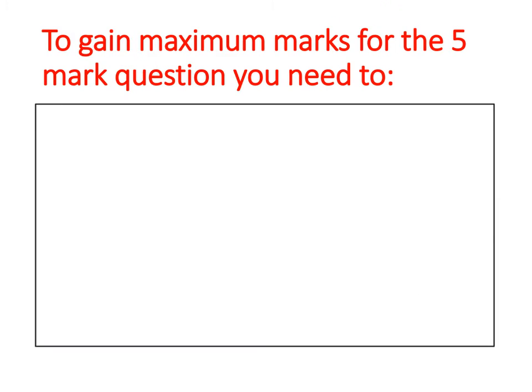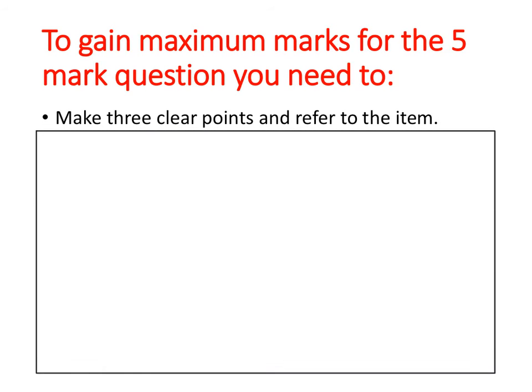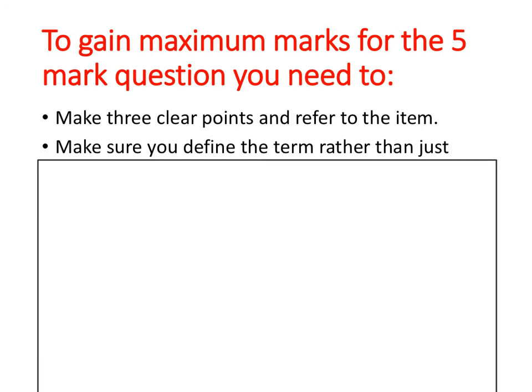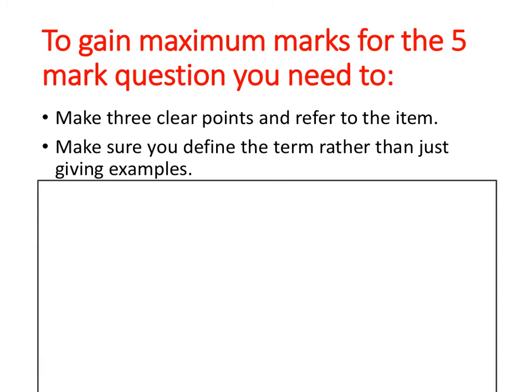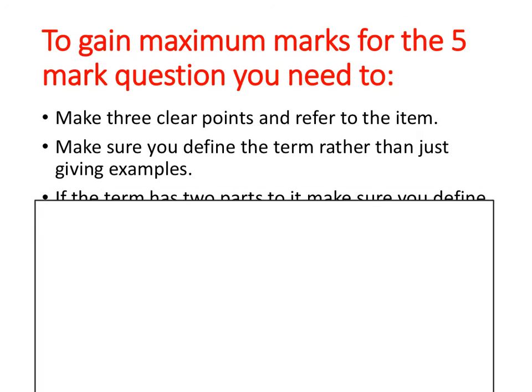To get all of the marks for the 5-mark question, you need to do the following. You need to make sure that you make 3 clear points and that one of those points refers to the item. Secondly, you need to make sure that you start your answer with a definition of the term. So it's not enough just to give examples that illustrate the concept. You need a definition and examples.